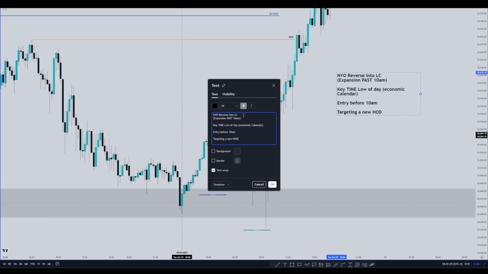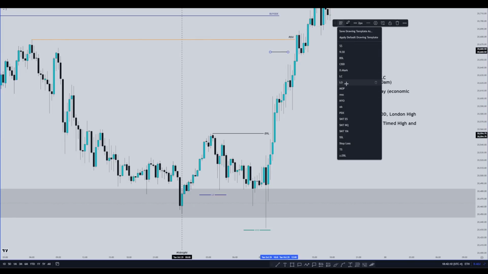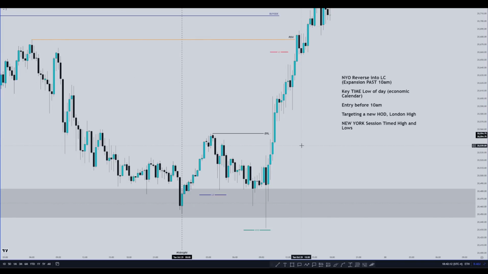So we're going to use things like London high and any external range liquidity as drawn liquidity. We also want to see preferably New York open or New York session timed highs and lows. It's a lot of stuff, but okay, we want to see New York open reverse into London close. London closes between 10 o'clock and 12 o'clock. We want to see a key time low of day. And in this case, we have 10 a.m.